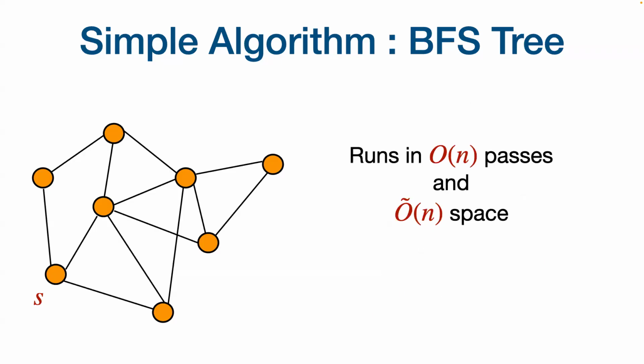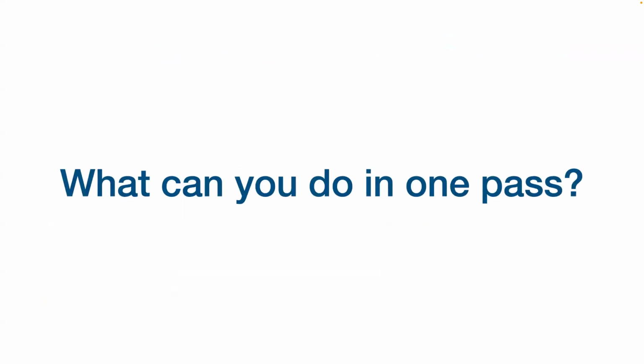So this naive algorithm is going to use a linear number of passes and run in O tilde of n space, and actually output the BFS tree. Okay. Let's just look at one pass. So in one pass, we said we can grow one level of the BFS tree. Can you do anything better and actually get some kind of approximation or not?